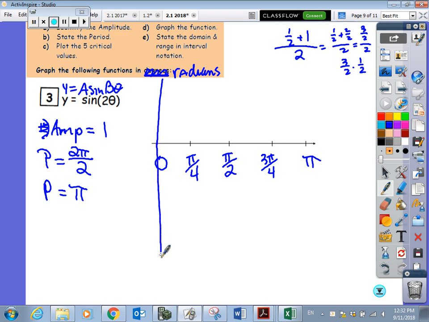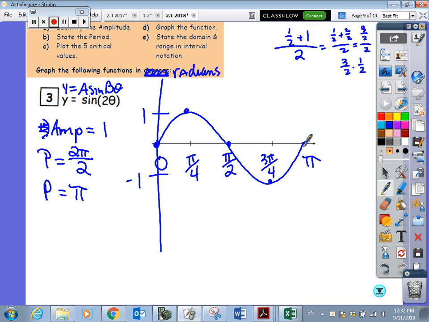Draw our y-axis. Amplitude is 1, so 1 and -1. Now let's do this one just solely off the shape, the pattern. Sine starts middle, positive. The only thing that's different was this x-axis. The graph doesn't change. This x-axis is the only thing that changed. So it's going to look just like the parent function. It's just we had different values on our x-axis.